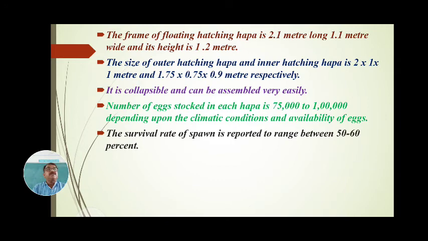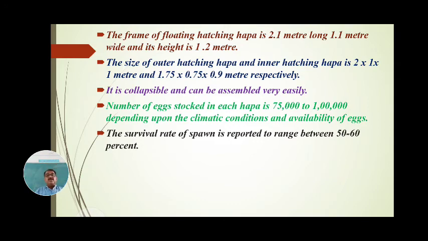The number of eggs stocked in each hapa is about 75,000 to 1 lakh eggs, depending upon the climatic conditions, the availability of eggs, and which fish's eggs we are hatching inside this hapa. This hatching hapa is important. The survival rate of spawn is reported in the range of 56 to 60%. So this hapa is essential.